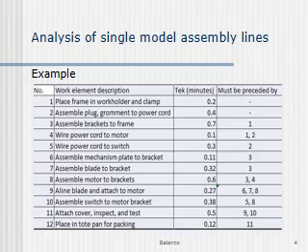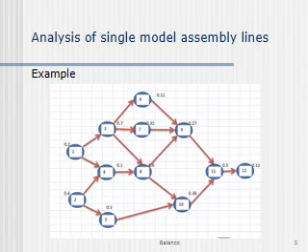Operation 7 is assemble blades to brackets. Operation 8 is assemble motor to brackets. Operation 9 is align blade and attach the motors. Operation 10 is assemble switch to the motor brackets. Operation 11 is attach the cover and inspect and test. Then 12 is place in the box and pack. This is the assembly line diagram, drawn based on that precedence. This diagram clearly shows that before starting the first and second operations, we need not complete any other operations.